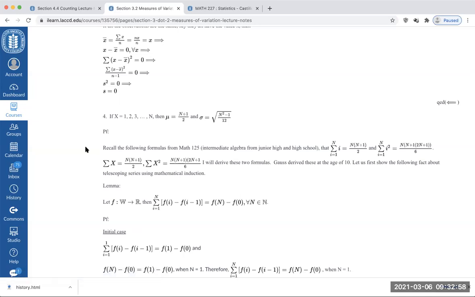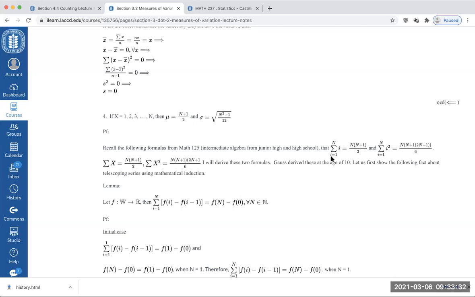So let's do the following. Recall these formulas from Math 125, which were in your Algebra 2. Actually, they gave it in Algebra 1, Algebra 2, and they also give it in the algebra class that they currently give in junior high, both 7th and 8th grade now. I think that's too early for you guys, but that's where they currently have these formulas.